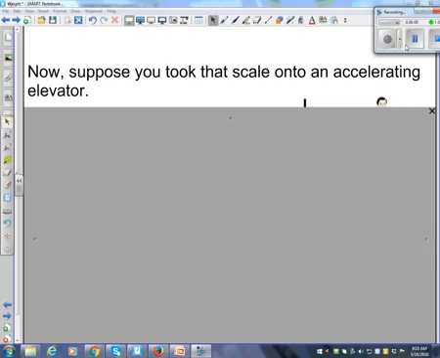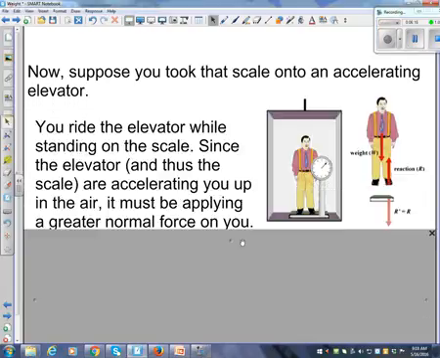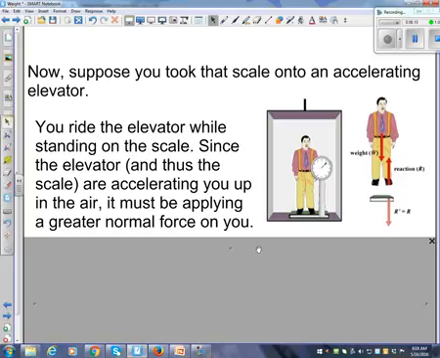Okay, suppose we took the bathroom scale onto an accelerating elevator. Also suppose that I have hair and decide to wear suspenders. I'm not sure why. Don't write, just listen. I'll give you time. Trust me. You ride the elevator while standing on the scale.